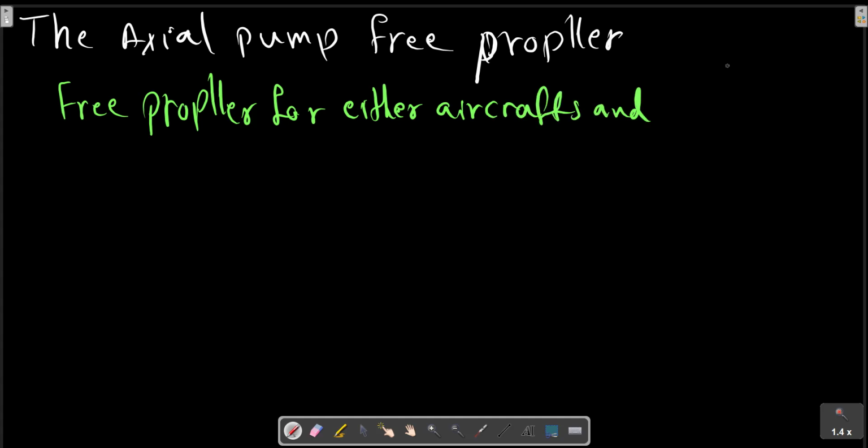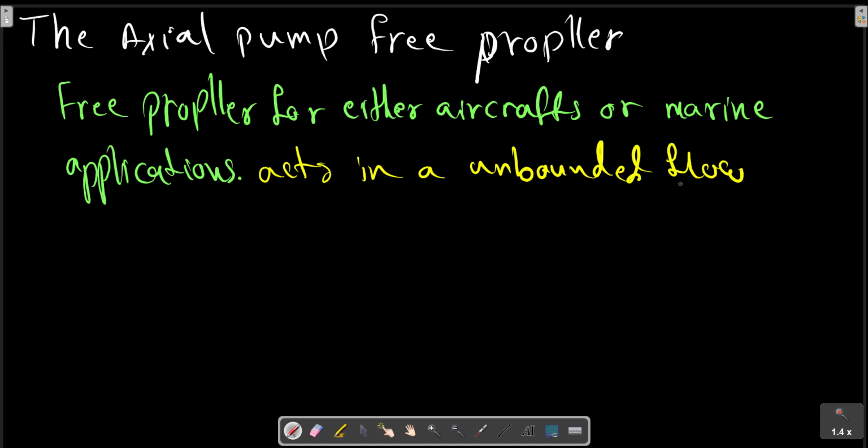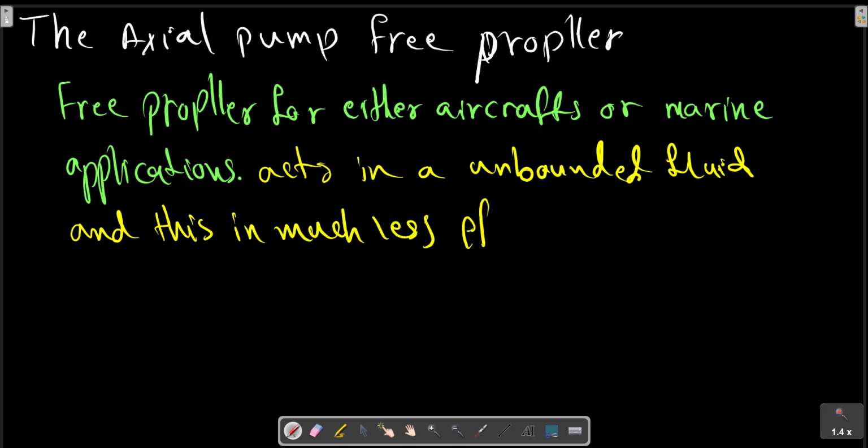and marine applications acts in an unbounded flow of fluid, and this is much less effective.